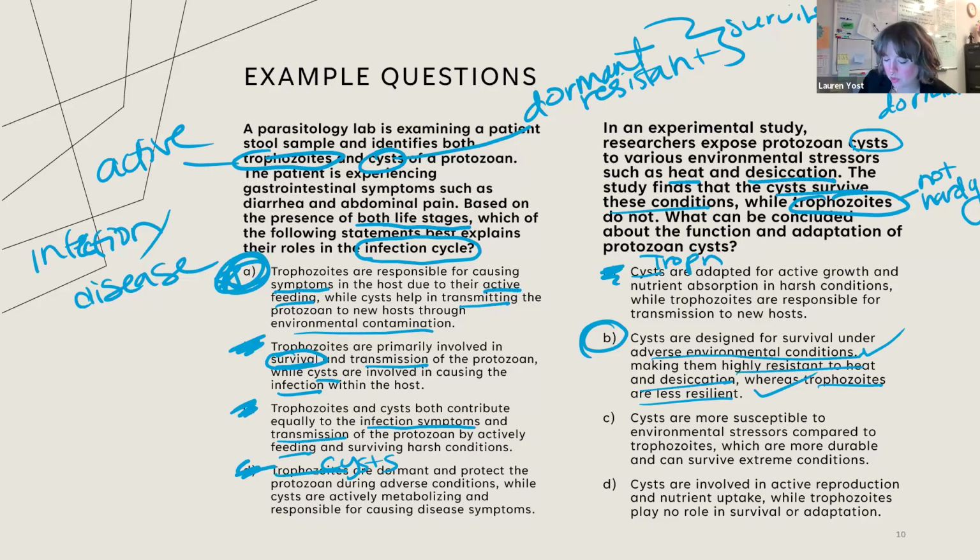C: Cysts are more susceptible to environmental stressors compared to trophozoites, which are more durable. This is switched. It's not C. D: Cysts are involved in active reproduction. Again, these are switched. Just a different wording of switching them. B is still our right answer.